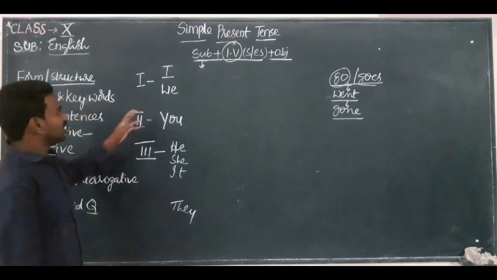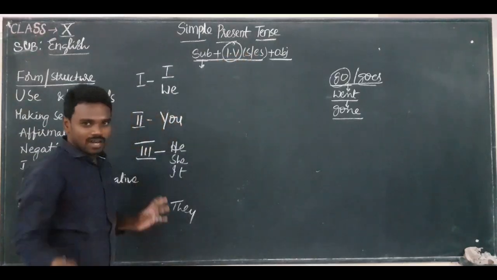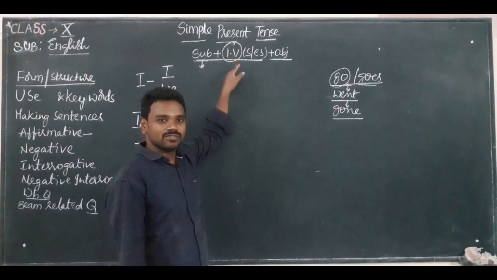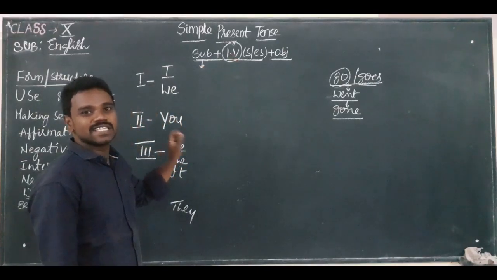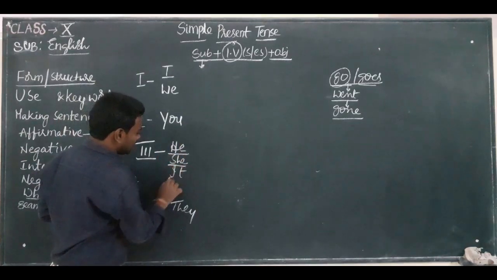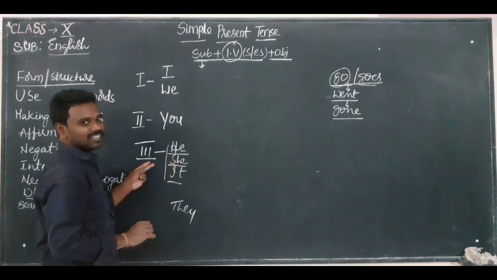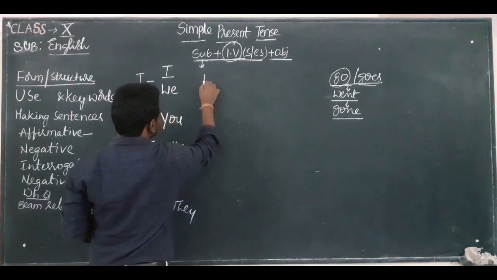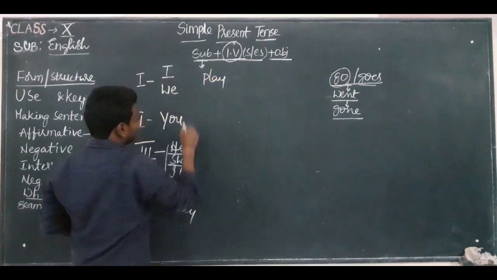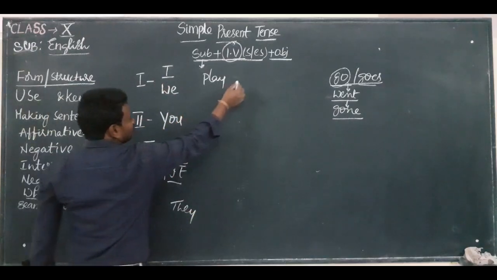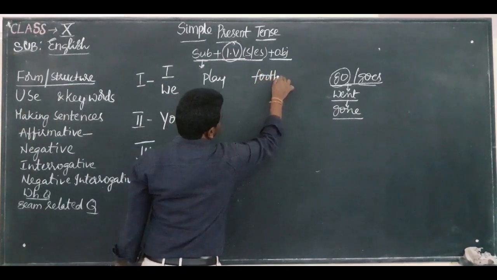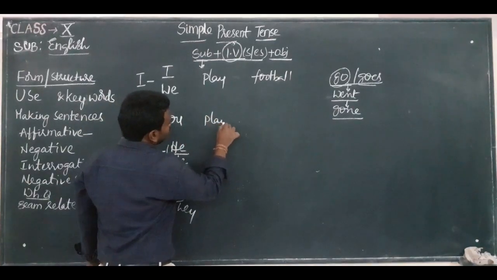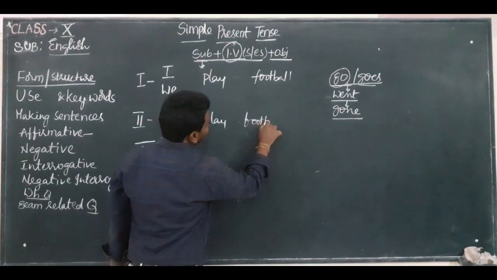When do we use s or es with the verb? I have already discussed in previous classes that we use s or es with the verb when the third person is singular. Here he, she, it are the three singular third person pronouns. For example, if I take the verb play: I play football. You play football.